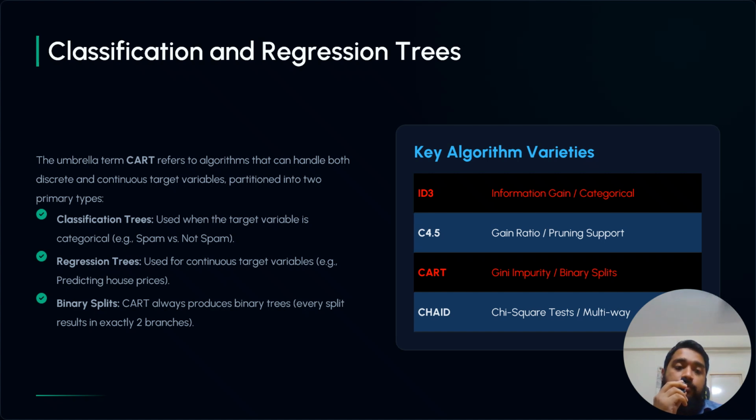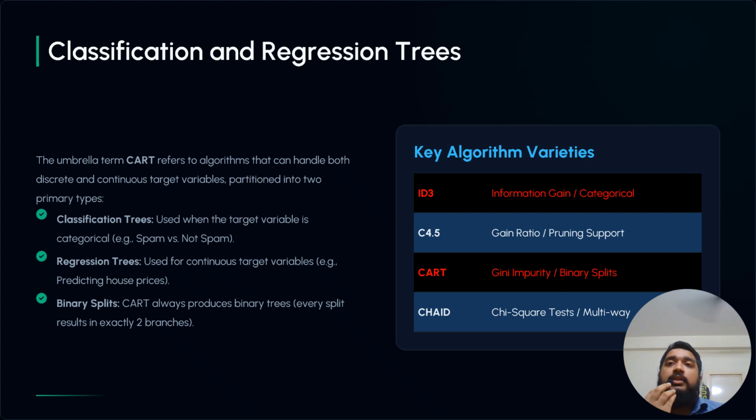Classification and regression trees. The umbrella term CART refers to the algorithm Classification and Regression Trees. There are many other algorithms like CART where decision trees are used, I mean ID3, C4.5, CART, CHAID. I don't know if it's called shade. But we'll learn about ID3 and CART today because that's all I know, honestly speaking.